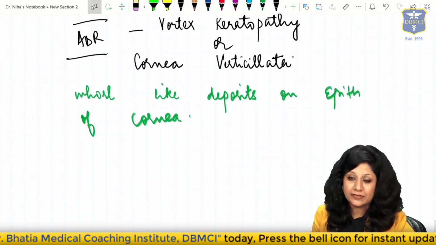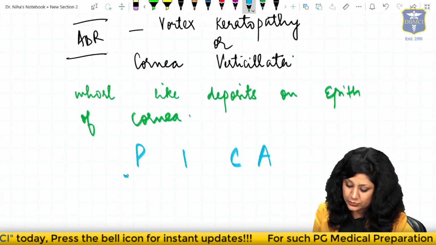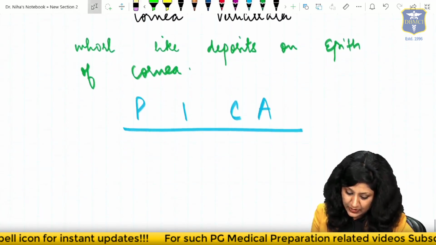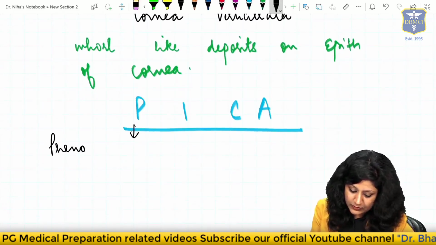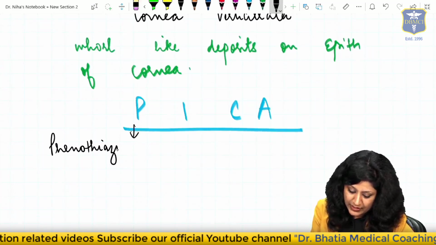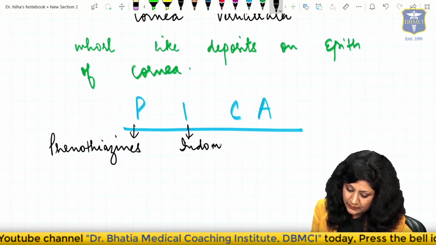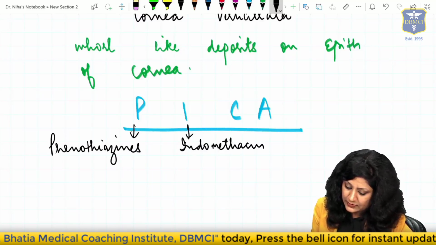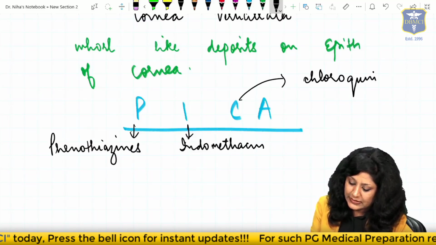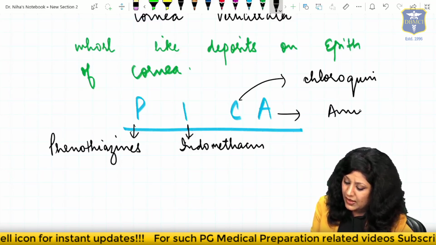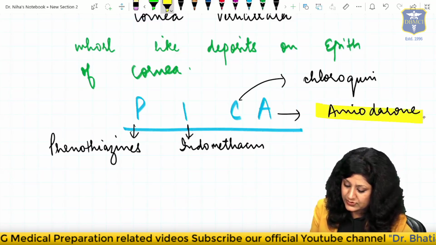This is one drug. Then we have other drugs that can cause this vortex keratopathy, which you can remember by PICA. We have the phenothiazines, we have indomethacin, then we also have chloroquine, then we also have amiodarone, and amiodarone is again an important drug to be asked in the exam. So, this is again important.